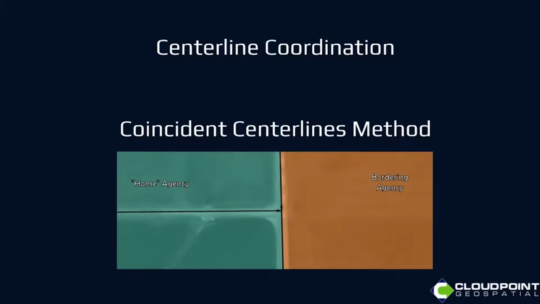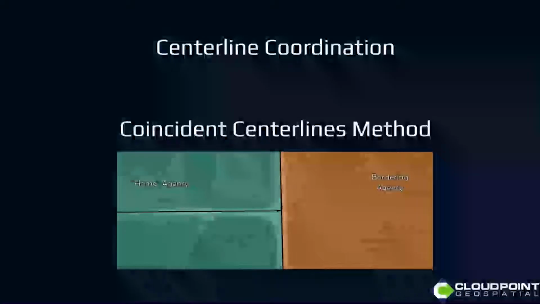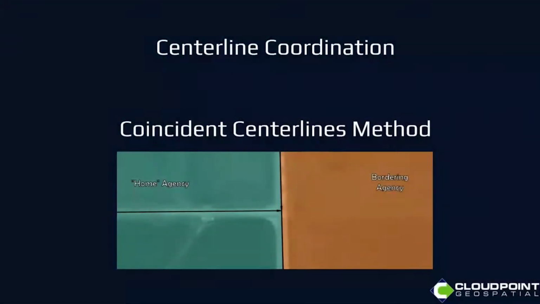So here we have a hypothetical screenshot of our home PSAP agency on the left and our theoretical bordering agency. We can see that all of our road center lines are stacked one on top of the other, so it looks unified. There are no changes in the geometry at all. And going to the next slide.